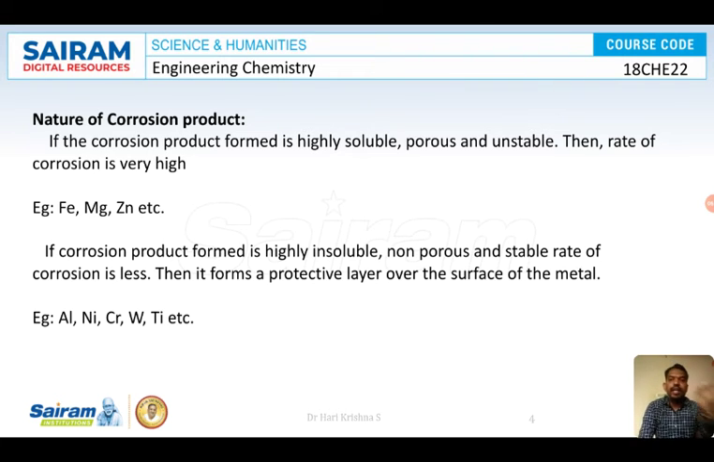Nature itself has given a boon for these metals, aluminium, nickel, chromium, tungsten, or aluminium-like metals, to repair themselves. If the coat is formed on aluminium and is ruptured a little, slowly it will heal and cover it. So unlike iron, zinc or magnesium, you need not paint it. Nature itself has given a boon for aluminium and aluminium-like metals to cure themselves from corrosion.